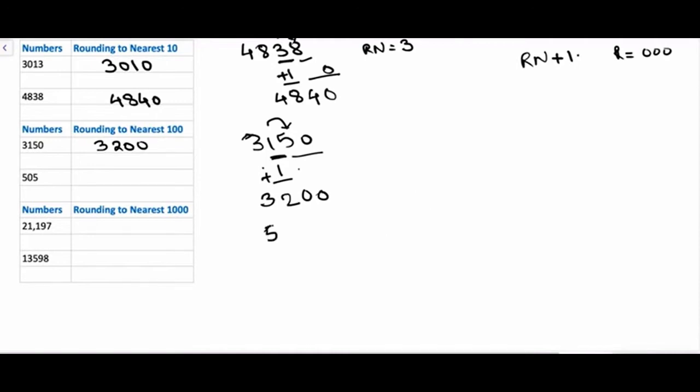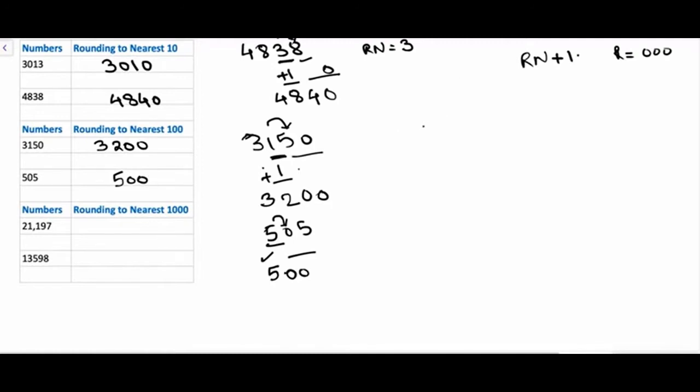Let's take one more example, 505. Round off to the nearest 100. Here the rounding number is 5 and the digit right to the rounding number is 0. According to rule number 2, if it is 0, 1, 2, 3, 4, then keep the rounding number as it is and change all the right side digits to 0. So 505 will become 500, the 5 will remain as it is and the right side digits will be 0, 0. So 505 is rounded off to 500.